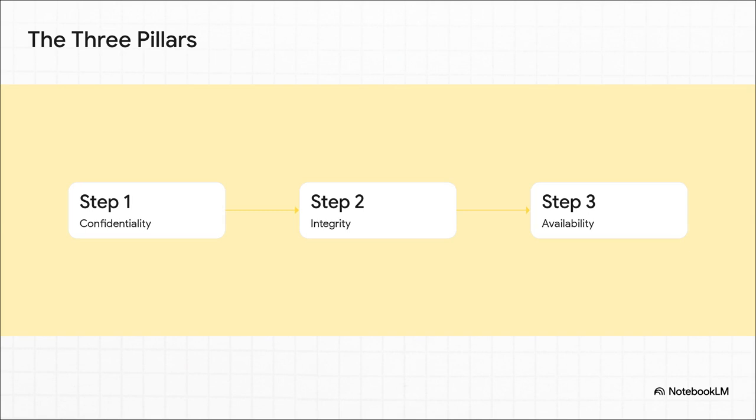Okay, so what are these three pillars? They're confidentiality, integrity, and availability. And what's really cool is that pretty much every single security tool you've ever used, your password, firewall, you name it, is designed to serve at least one of these three ideas. So let's break them down, starting with the first one.